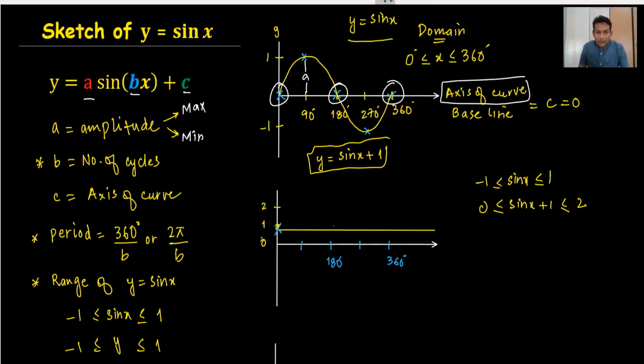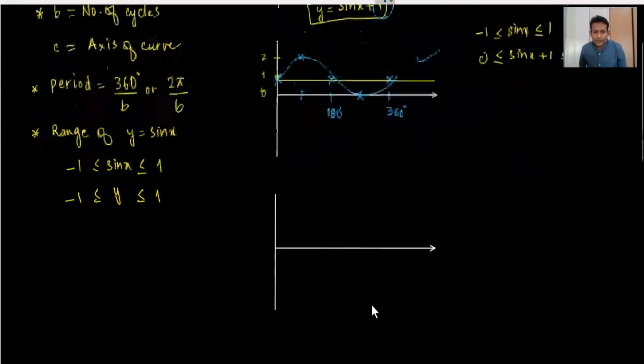1, 2, and 3. 3 points. Like here, the axis of curve was the x-axis. Here, the axis of curve is 1. So I will write the marks on the axis of curve, not on the x-axis. From here, move up, because the sketch of sine is like this. And here, I have to move down till 0. And when I draw, this is the sketch, and we have done it. Very easy.